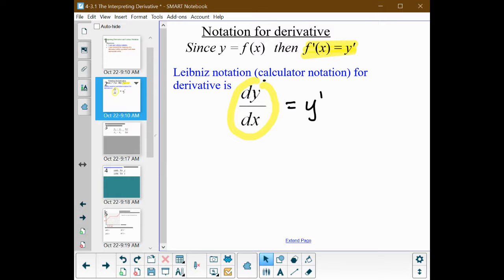And we put calculator notation here because this is the same notation that you'll see on your calculator. We will be able to take derivatives from graphs on our calculator, and the notation that they use is dy dx.